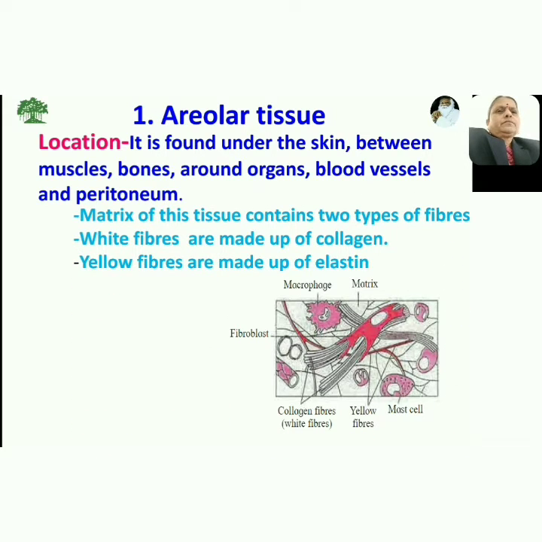Structure. Matrix contains two types of fibers, white fibers and yellow fibers. See here in the diagram. White fibers are arranged in bundles. They are collagen fibers. They are made up of collagen. And yellow fibers are elastic fibers. They give elasticity.